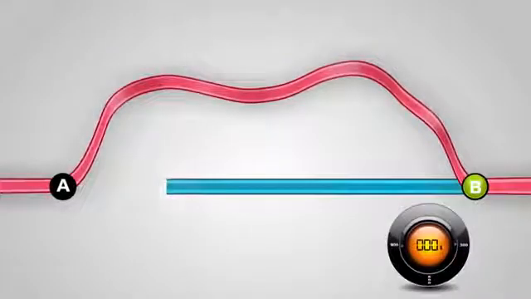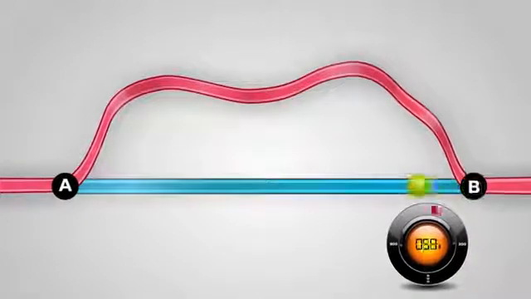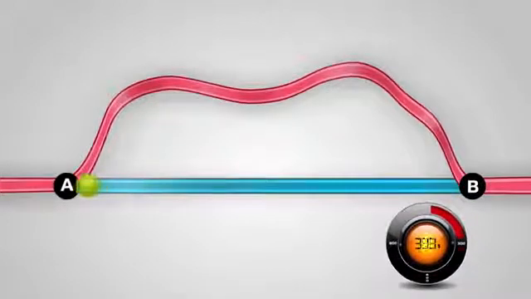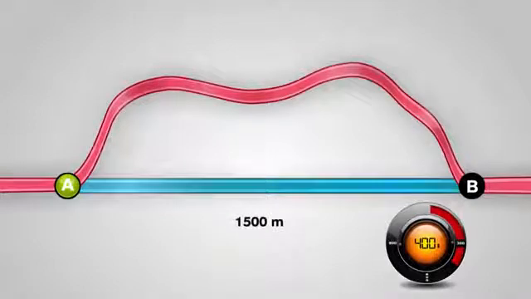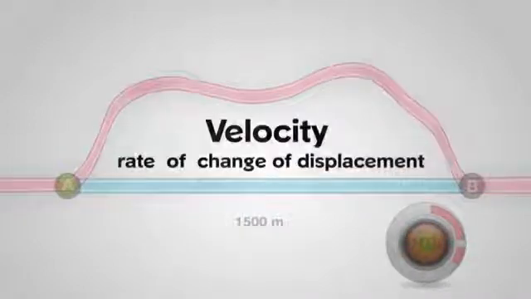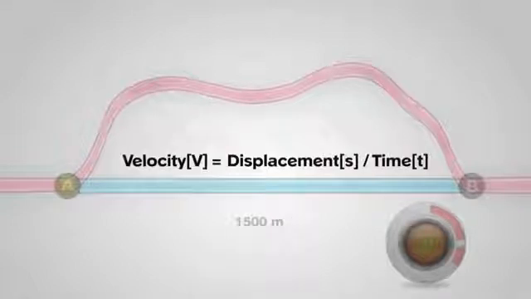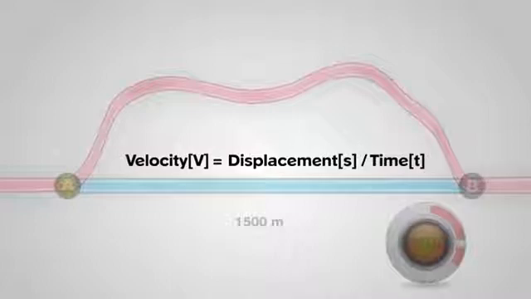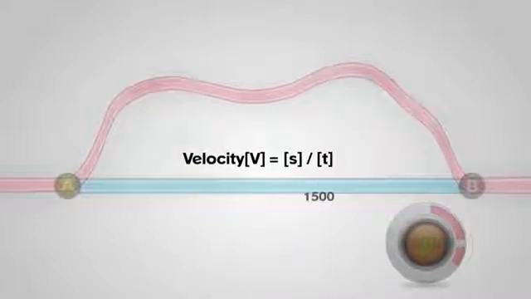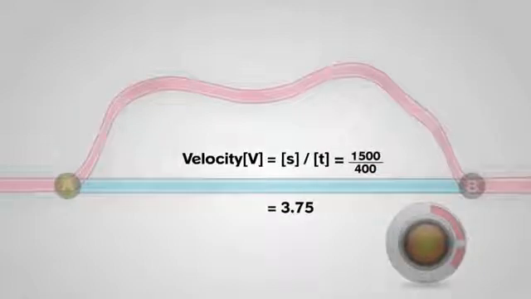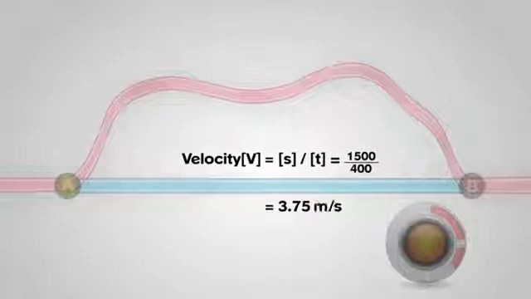When we calculate the displacement of the object between the same points per unit time, we will obtain its velocity. That is, velocity is the rate of change of displacement. So velocity v is equal to displacement by time. That is, 1500 by 400 is equal to 3.75. The SI unit of velocity and speed is meter per second.